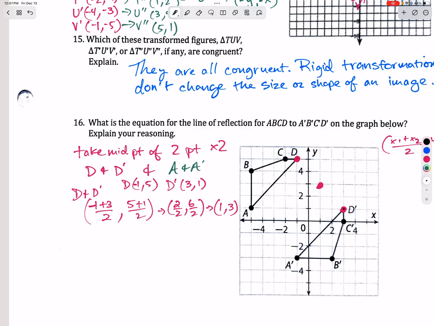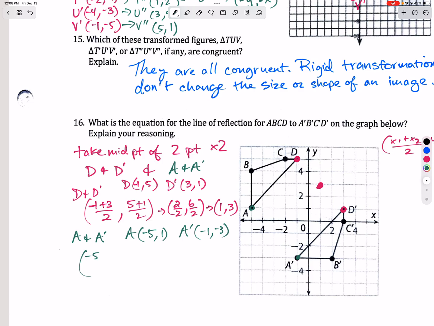A and A prime. Okay, so A and A prime. We're going to get the midpoint between these two. So A is at -5, 1. A prime is at -1, -3. So I got to put that in.